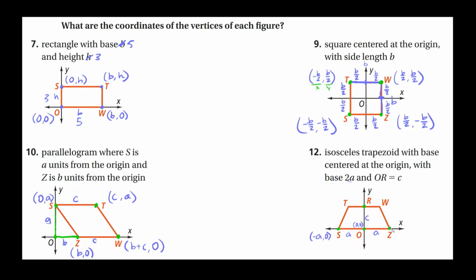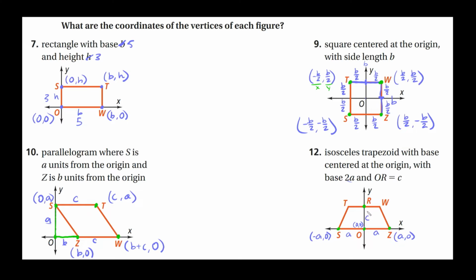And Z would just be the opposite. We have to go in the positive x direction, so we go positive a units. So positive a, comma 0. Now we have R. Let's get R really quick. To go from the origin to R, we don't go side to side, we just go straight up c units.